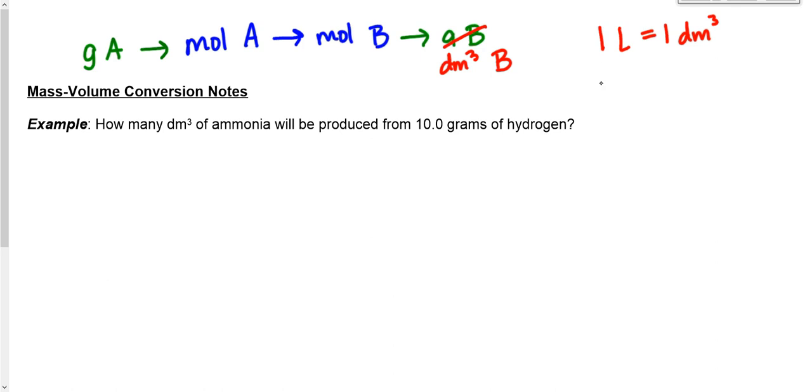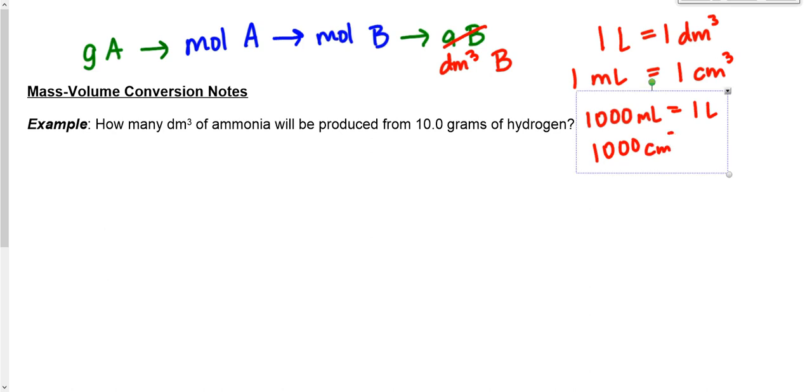Now, in addition to this, 1 milliliter is the same as 1 centimeter cubed. So that also means that when you have 1,000 milliliters, if you remember, you'd have 1 liter. So 1,000 centimeters cubed is 1 decimeter cubed. So just a few reminders with some conversions there. All right, so let's do this example.